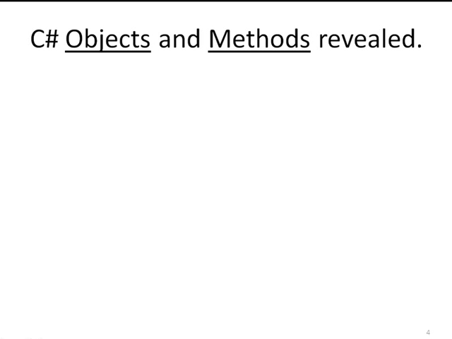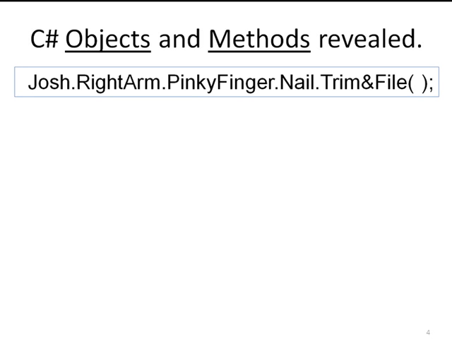Alright, let's compare C# objects and methods. Let's get more specific. Let's say Josh.RightArm.Pinky.Finger.Nail. See, on his pinky finger is a nail. We want to file and trim the pinky finger on his nail. Okay? How does this break down?